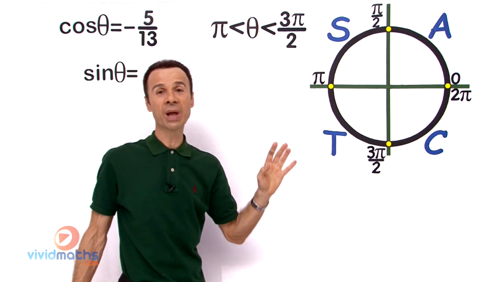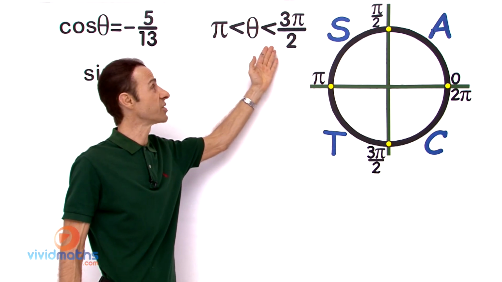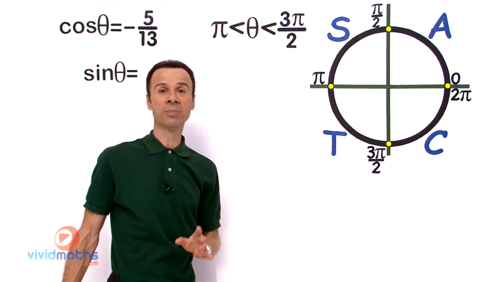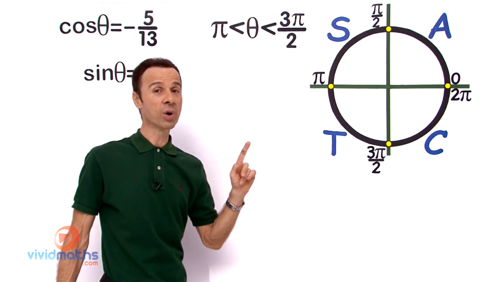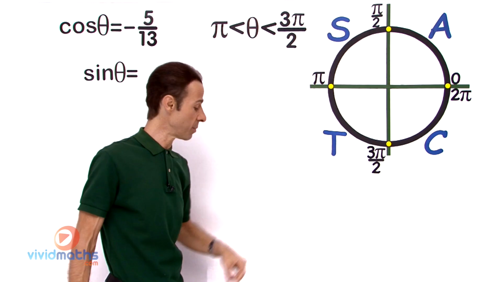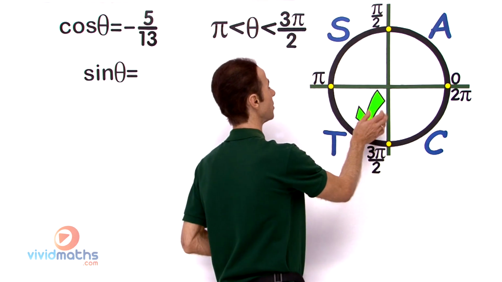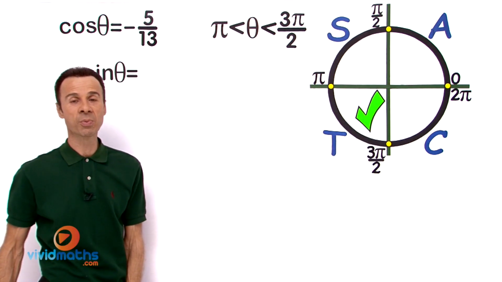What else are we given? We're given the fact that pi is less than theta is less than 3 pi on 2, which is between there and there. And what quadrant is that? It's quadrant number 3. And what trig function is positive in quadrant number 3? It's tangent, isn't it? T for tangent. Many of you already know that. Let's mark that out. Give it a big tick. So that's going to be positive there.